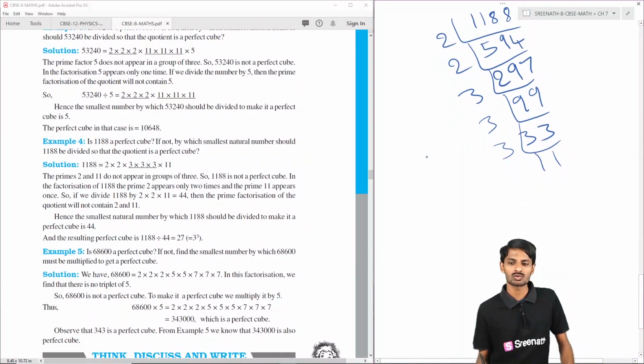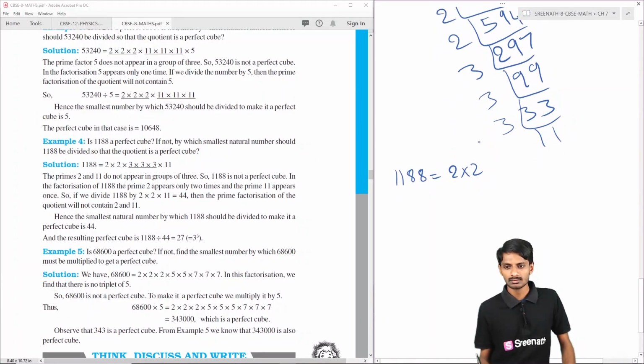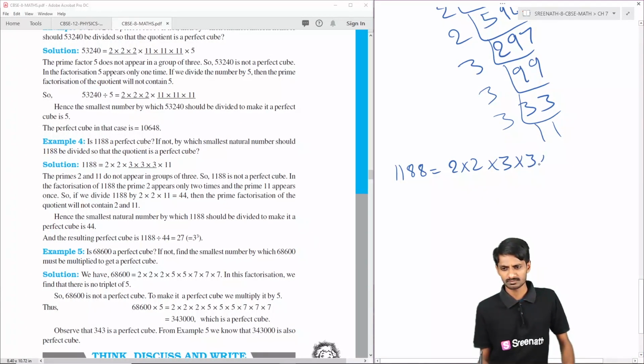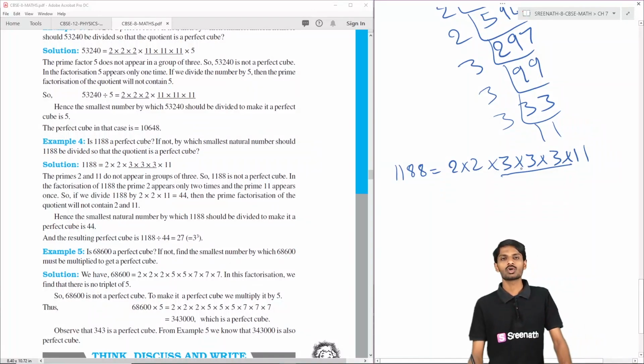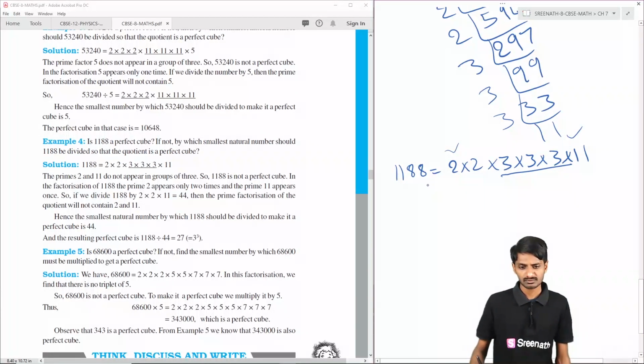So we write 1188 equal to 2 into 2 into 3 into 3 into 3 into 11. So is it a perfect cube? No, not at all. Why? Because there is only one group. The groups for 2 and 11 are not there.